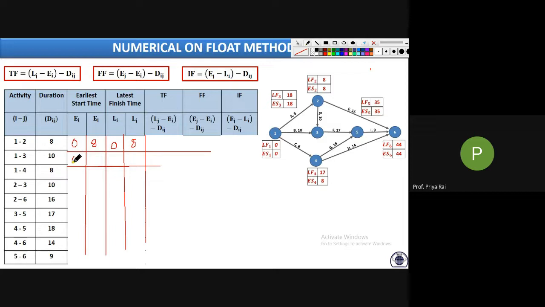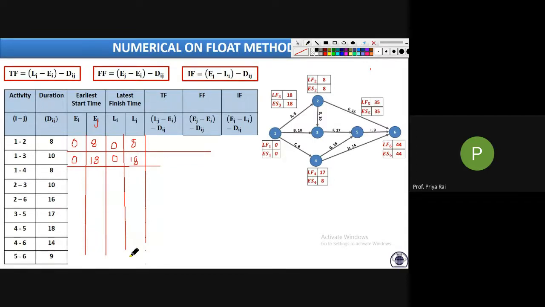So this is 0, very good. Now this is what? Ej, right? Here j for this activity is 3, so it will be the E3 value. What is the E3 value? 18. Sorry, 18. Now what is L? I is 1, so L1 is 0. Here Lj is what? L3, 18. Okay. So in this way, you have to fill all these columns and rows.